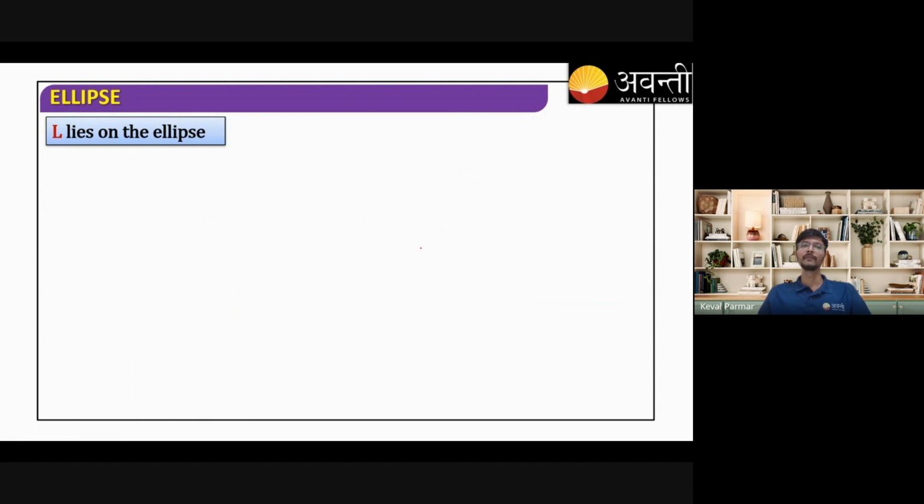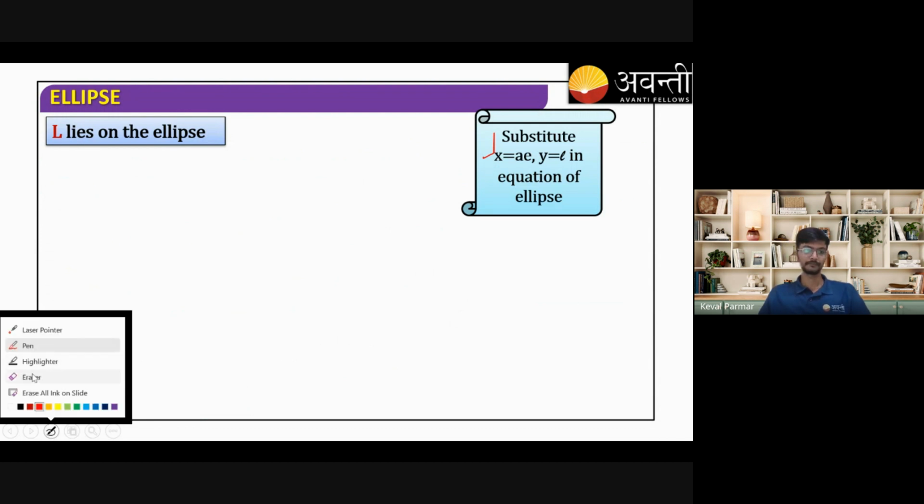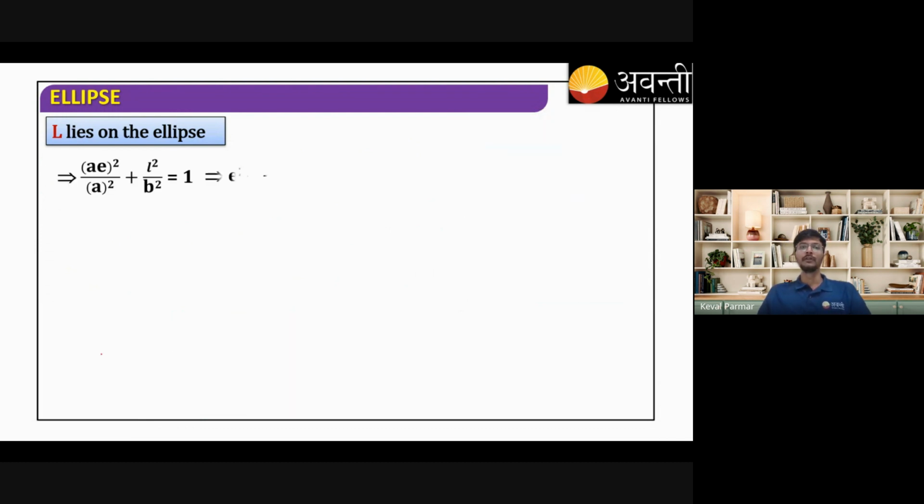Let's see how to get L, which lies on the ellipse. Substitute the point in the equation of the ellipse. If we substitute it, we'll get it like this. We can use the distance formula also. How can we use the distance formula? For the distance formula, we need two points, beta. We don't have the coordinates of L. If we had the coordinates of L, then we could use the distance formula, right? Understood?